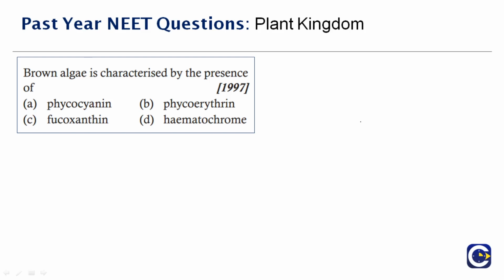1997. Now coming to the solution part, as we already discussed, every algae has a unique color, and that color comes from the pigment present in their body. So here they are talking about brown algae. We all know phycoerythrin is present in red algae; haematochrome and phycocyanin are all different kinds of pigments. This phycocyanin, if you see, is for the presence of blue. Haematochrome is actually a mixture of carotenoids, carotenoid pigments.